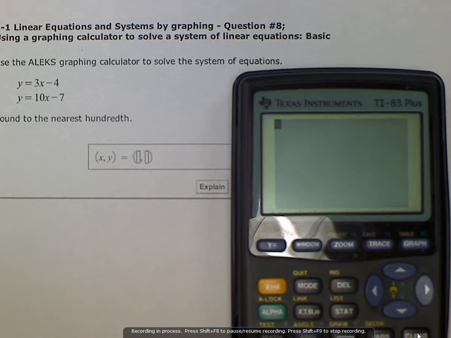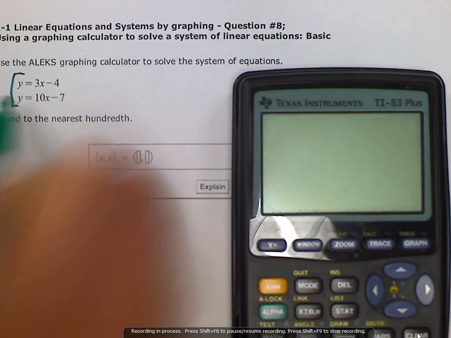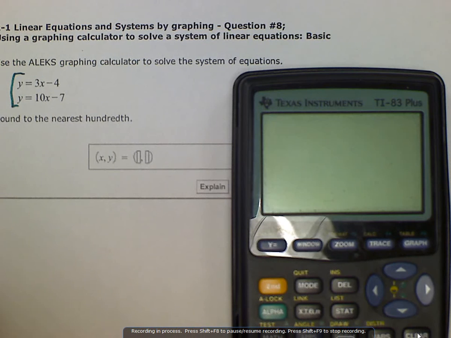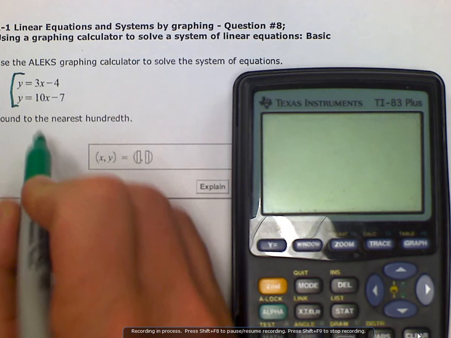So here we're asked to graph a system of equations using a graphing calculator. And here's our system. y equals 3x minus 4 and y equals 10x minus 7. And we could graph this by hand, but we would need a fairly large graph.